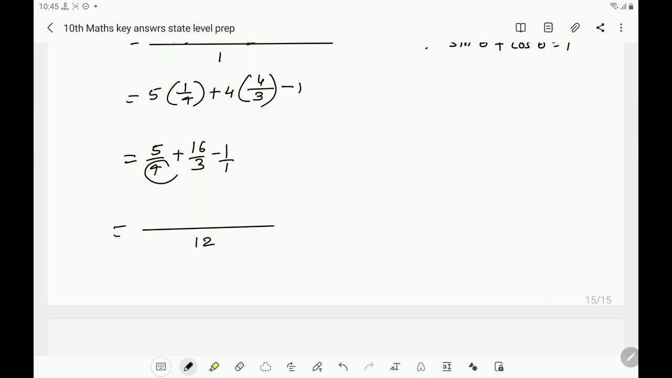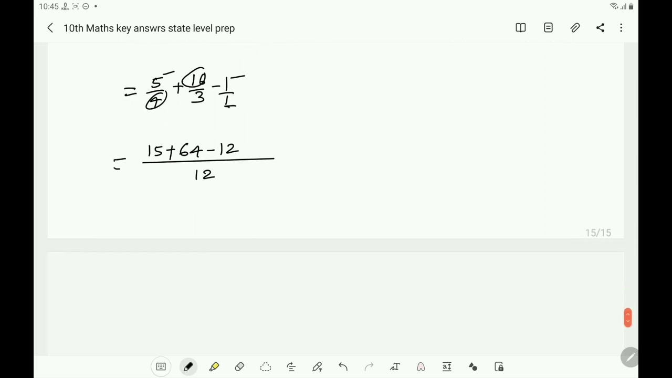12. You know that 4 3s are 12. Then 5 3s are 15. 3 4s are 12. 16 4s are 64. 1 12s are 12. And 1 12s are 12. That equals 15 plus 64. 15 plus 64 is 5 plus 4 is 9. 1 plus 6 is 7.